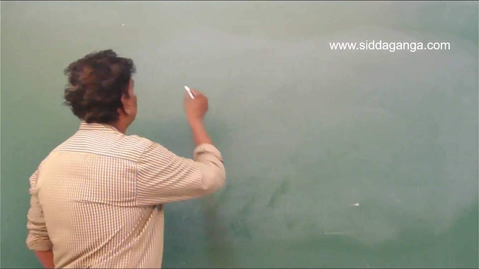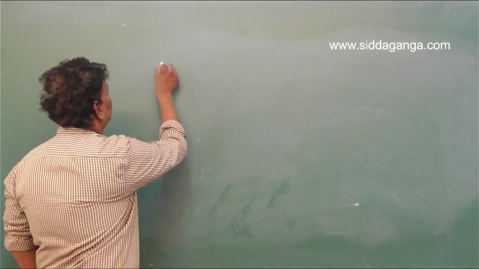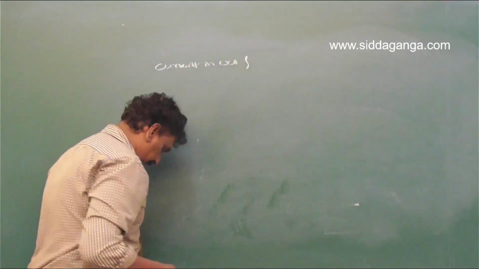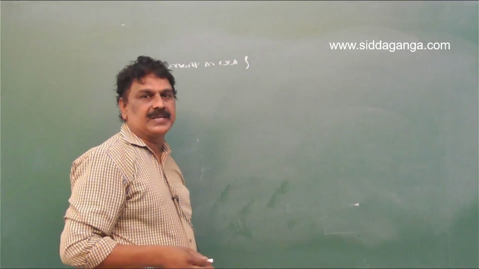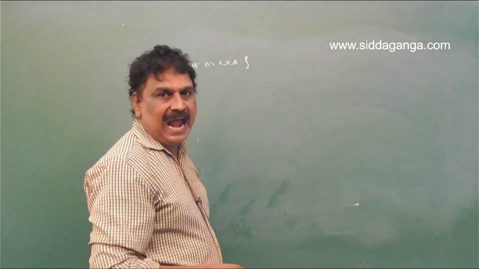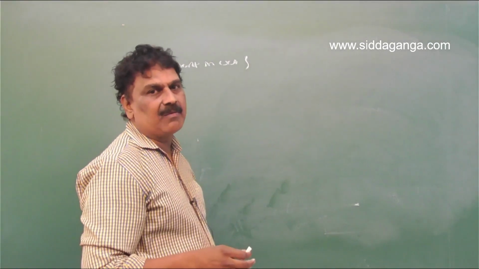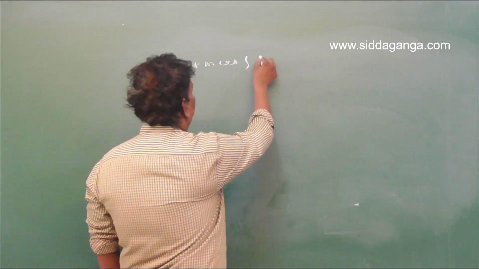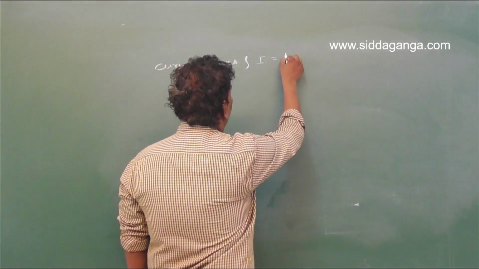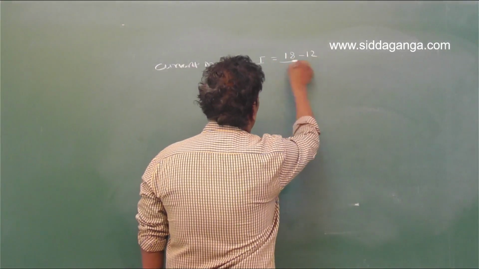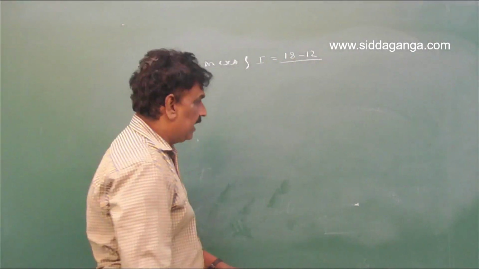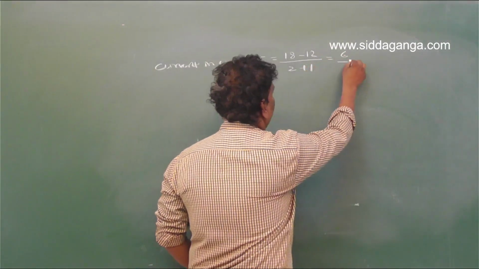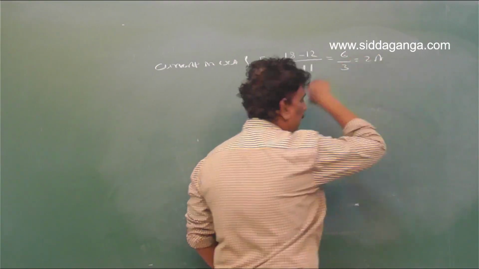Now, in the given circuit, for the current in the circuit: in a series combination, the EMFs will add up, while in a parallel combination, the EMF of identical cells is equal to EMF E. Therefore, the current I is equal to 18 minus 12, the net EMF, divided by the total resistance, 2 plus 1, that is 6 by 3, equal to 2 ampere.